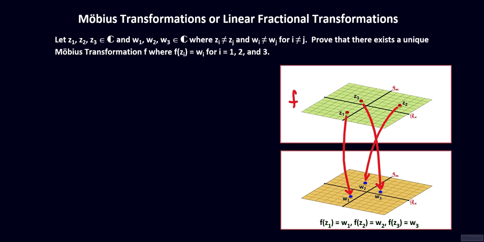f(z) can be written as (az + b) divided by (cz + d), where a, b, c, and d are complex numbers, and the discriminant ad - bc is not equal to 0. We are also going to show that there is only one such Möbius transformation that maps z_i to w_i for i equals 1, 2, and 3.